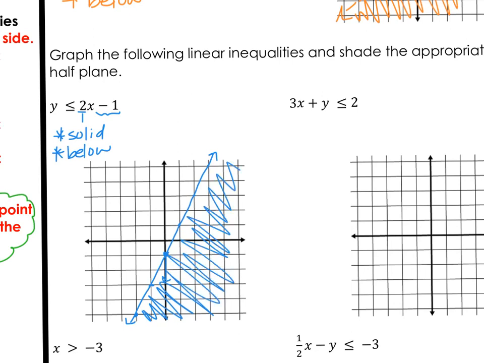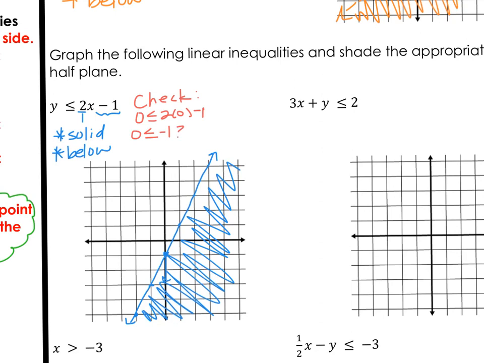But here's my other tip. Remember I said you could always try checking a value, like plugging in (0, 0). So if you ever want to check to see what side to shade on, if you plug in 0 for y and 0 for x, I have 0 ≤ -1. Is that true or false?